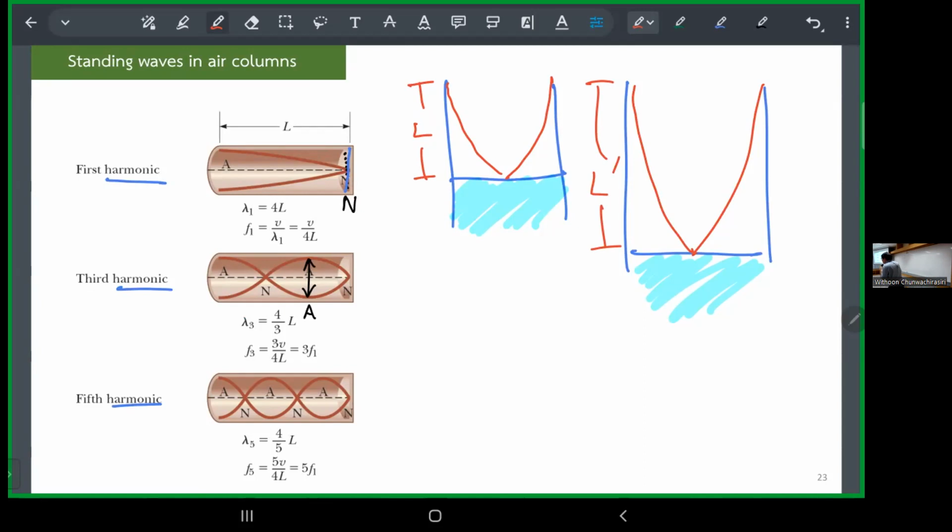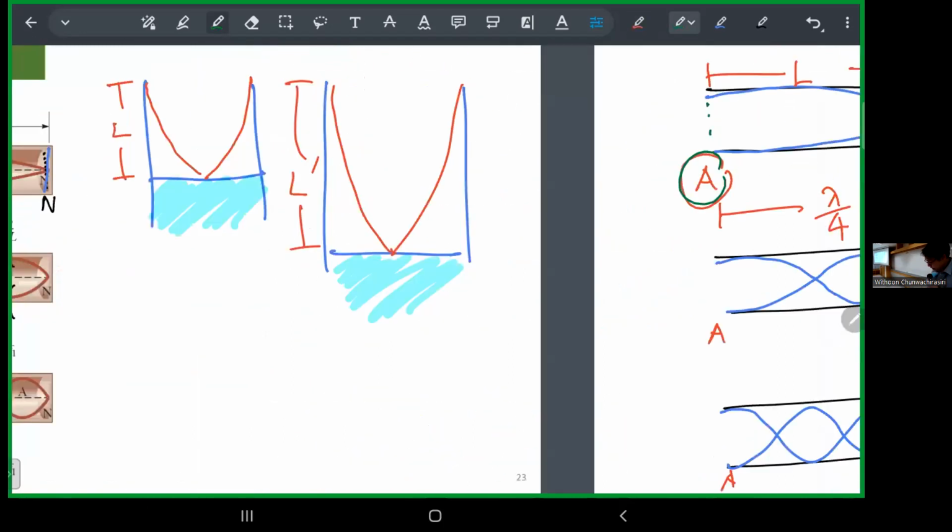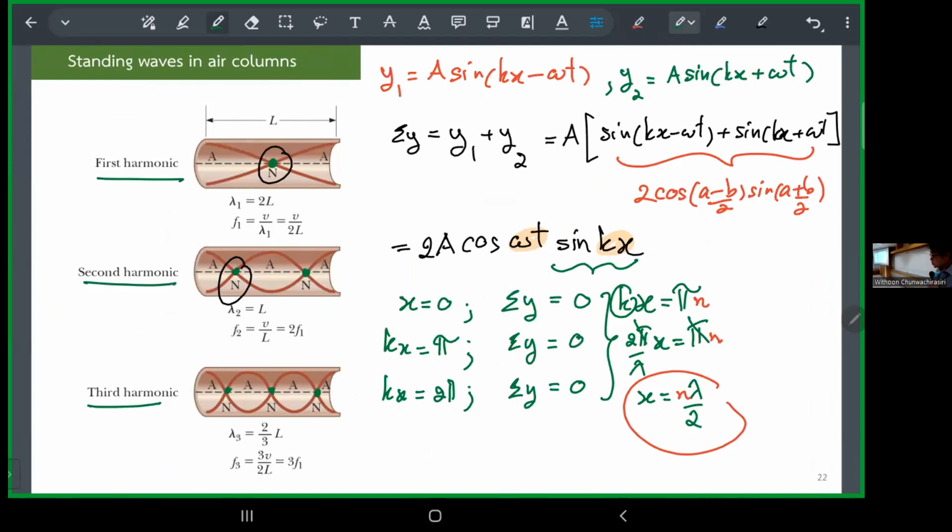Can you explain how lambda is going to go? Sure. Back here, we said that the condition of this one is the left end is a node. The right end has to be an antinode, right? Over here. But back in the analysis of this superposition, we said the node happens every half a lambda.